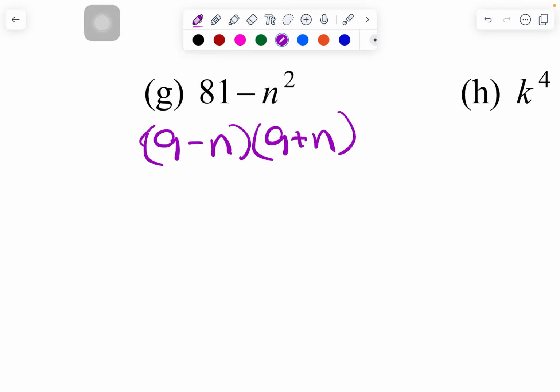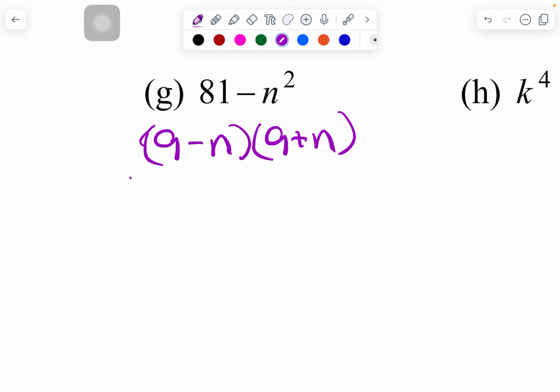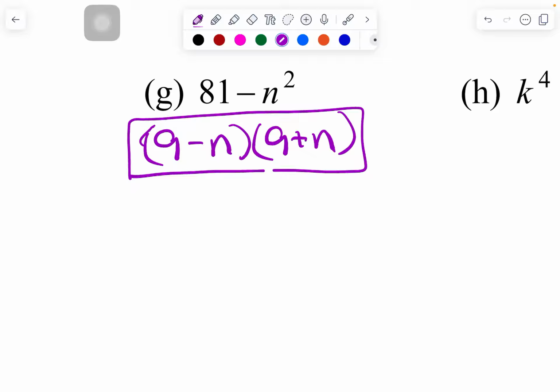This one I am going to show the check really quickly, right? Okay, 9 times 9 is 81. Negative n times positive n is negative n squared. Minus 9n, positive 9n, that creates the 0 term or no term in the middle because they cancel. So G is all good to go.